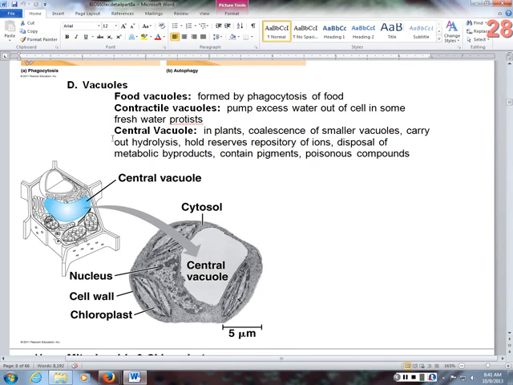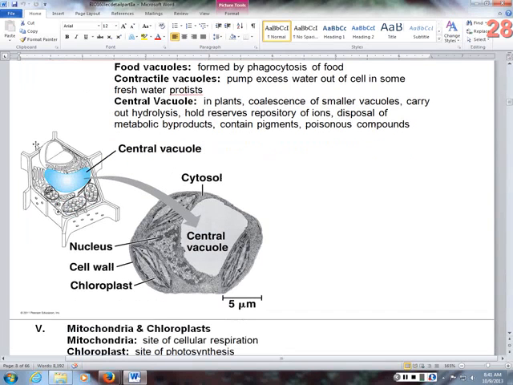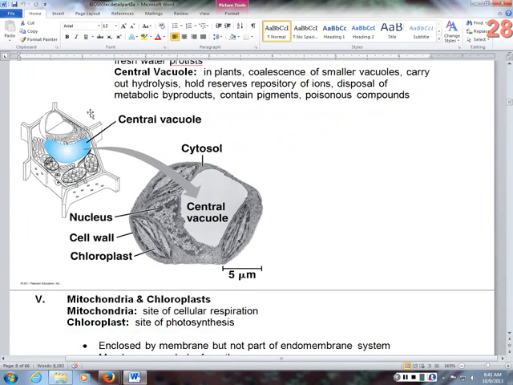The central vacuole, this is in plants, and it's usually really big in plants. It's a coalescence of smaller vacuoles that carry out hydrolysis. It'll hold extra ions, helps to dispose of metabolic byproducts, can have pigments in there, and some poisonous compounds.